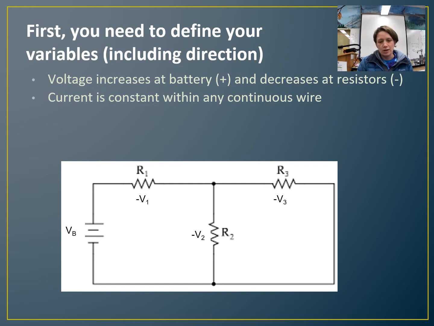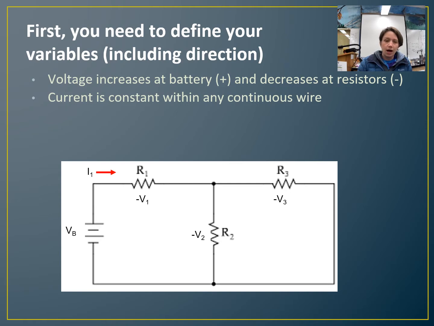The current in the circuit is another variable that we need to define. And the current should be constant in any continuous wire, right? Because of conservation of mass, we're not allowed to gain or lose electrons. So we just need to define as many different currents as we have paths in our circuit.